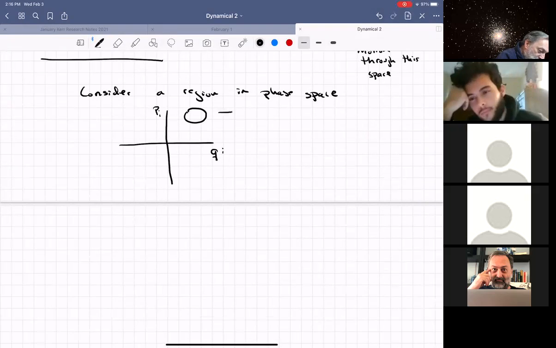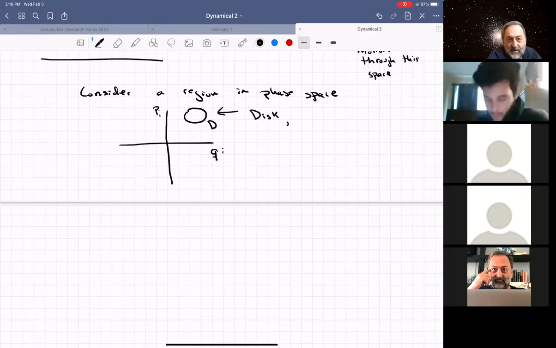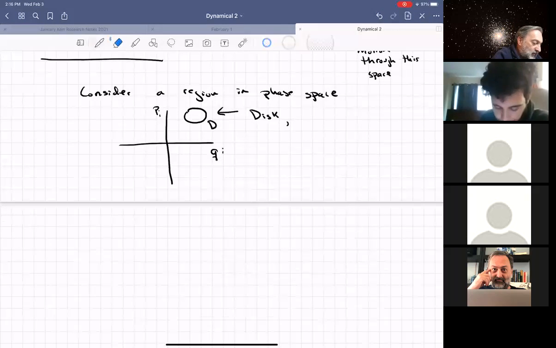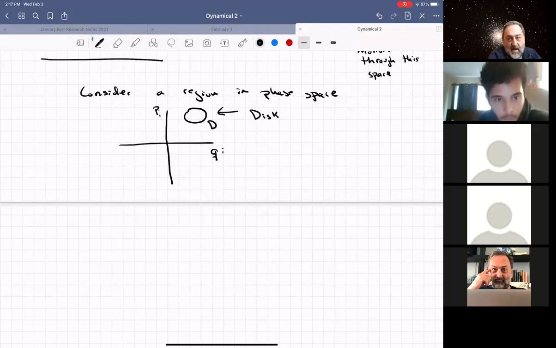Okay. So sometimes you see mathematicians refer to some region of phase space as D. That's the disk. And so some region of phase space D. And so now a region of phase space is not one configuration of the system. It's a whole set of configurations of the system.